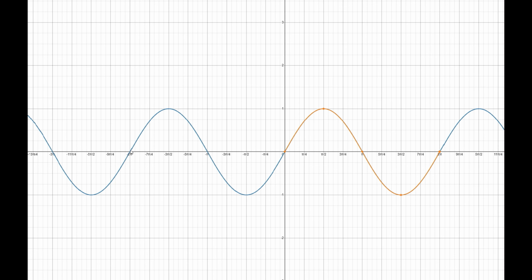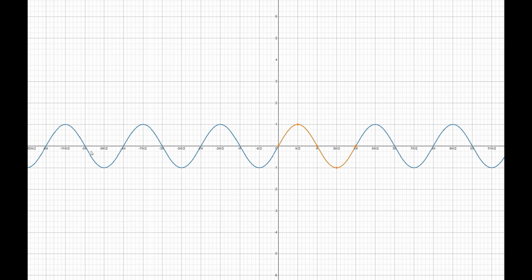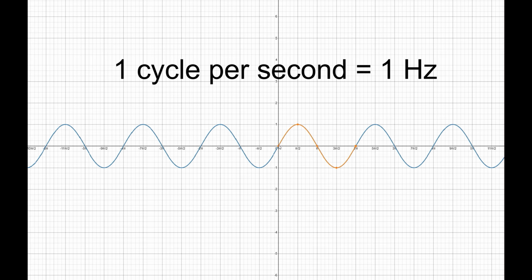And you can see that sort of cycle repeats over and over and over. And if I zoom out a bit, you can see it repeating there, and then again, and then again, and then again. And so each one of these from beginning to end is called a cycle. And so if you are completing one cycle per second, that's called 1 hertz.